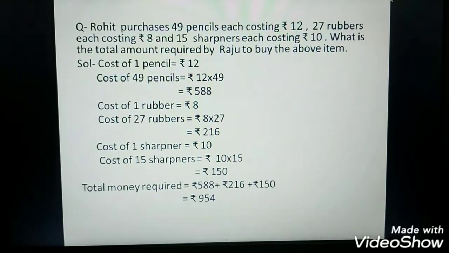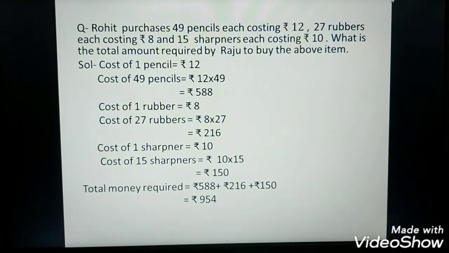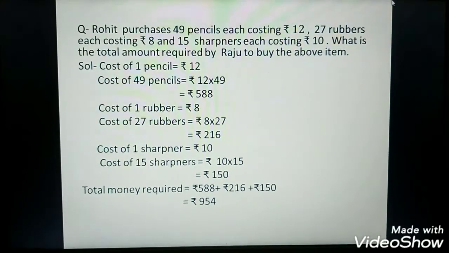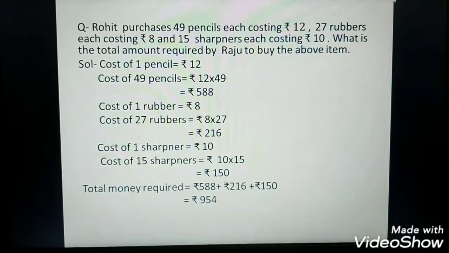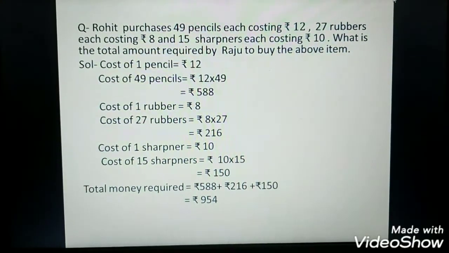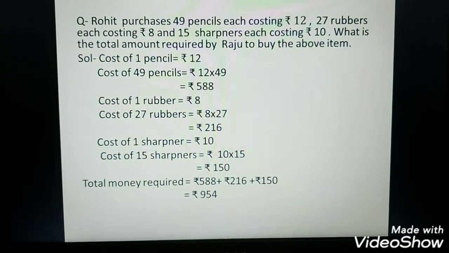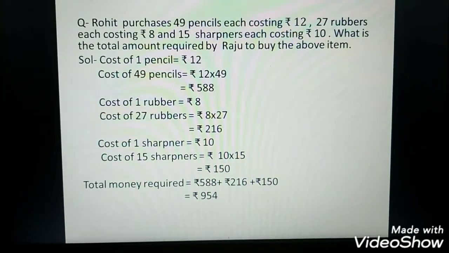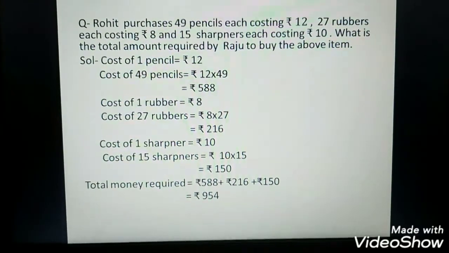Now you have to find out the total amount required to buy the above items. So the total money required is, you will add the cost of 49 pencils plus the cost of 27 rubbers plus the cost of 15 sharpeners, that is rupees 588 plus rupees 216 plus rupees 150. The required answer is rupees 954.